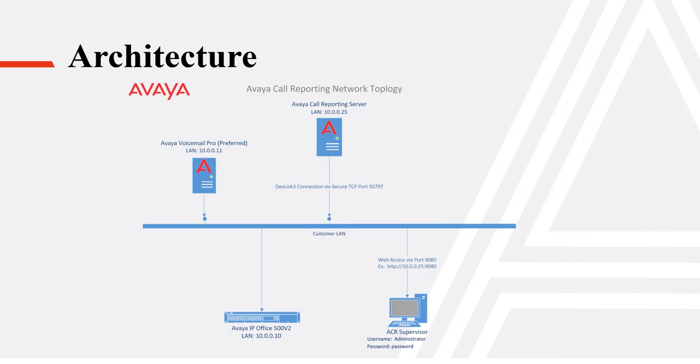As you deploy Server Edition or a small community network, same idea. It's going to just communicate with all of those different IP Offices. It's going to get data from all of them, but then it's going to condense it, and it's going to make it look like a single system in the reports. It's going to give that true cradle-to-grave reporting. But the connection method is the same. DevLink 3 through the secure TCP port.